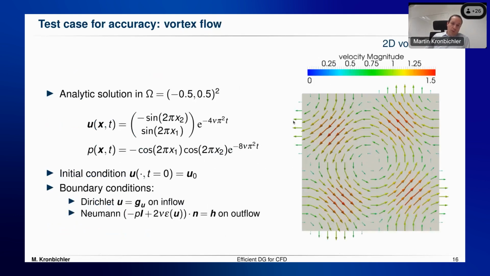You can verify this, of course, in Navier-Stokes. You verify it on simple examples. So this is a very simple vortex flow with just sines and cosines as the solution in pressure and velocity, decaying in time. This is very simple.